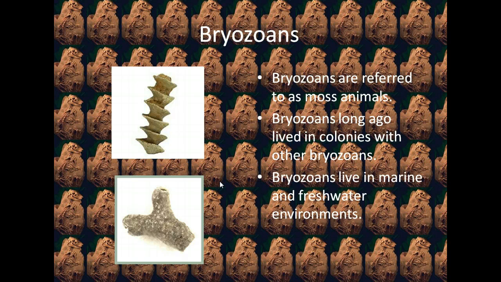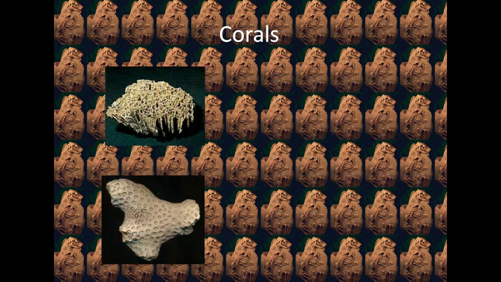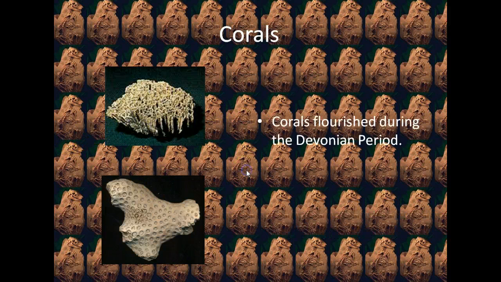They lived in marine and freshwater environments. That is very rare to see upon different species to live in both of those environments. Usually, species only live in one. The next group is corals.